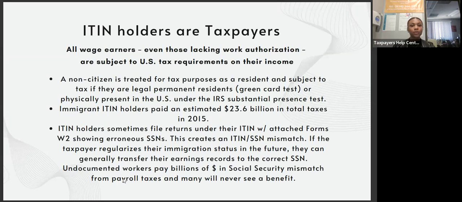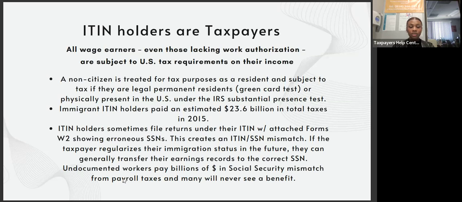And then ITIN holders are taxpayers. So all wage earners, even those lacking work authorization, are subject to US tax requirements on their income. A non-citizen is treated for tax purposes as a resident and subject to tax if they are legal permanent residents, green card, or physically present in the US under the IRS substantial presence test. Immigrant ITIN holders paid an estimated 23.6 billion in total taxes in the year 2015, as an example.